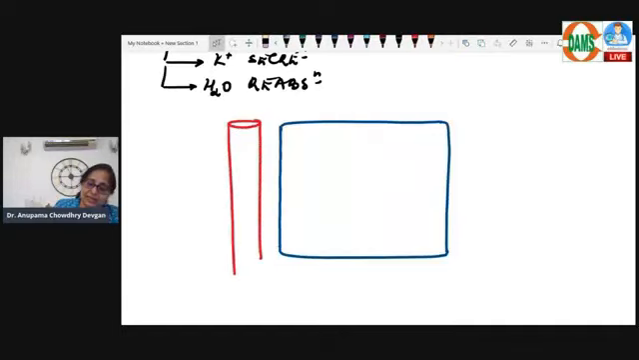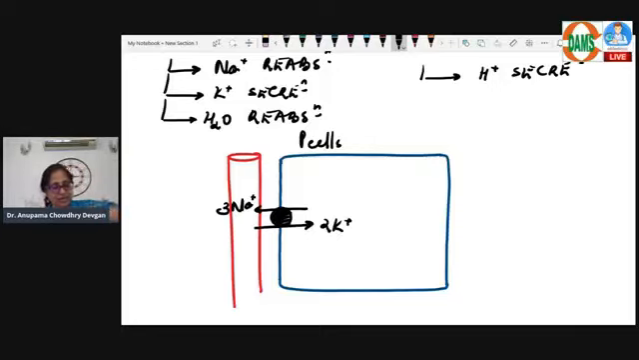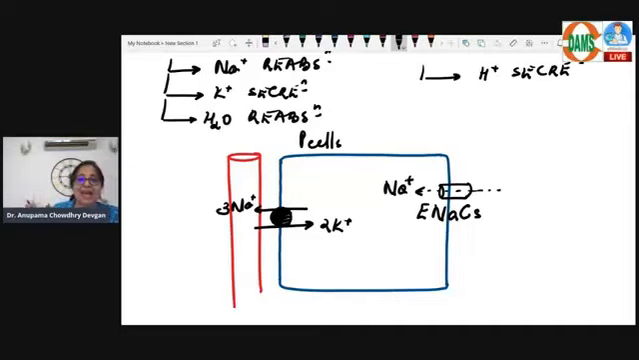Now let's see what happens in the P cells. P cells are involved in sodium reabsorption, potassium secretion, and water reabsorption. On the basal side of the cell, the sodium potassium pump pumps out 3 sodium and brings in 2 potassium. So the activity of the pump decreases the intracellular concentration of sodium. On the luminal side, there are special channels called epithelial sodium channels. Sodium will move passively through these epithelial sodium channels.